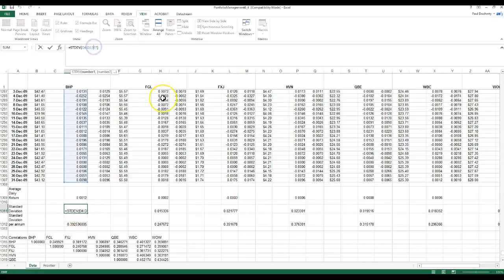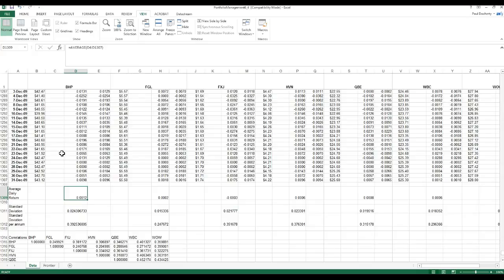Now, equally as we've shown before, I can also use my standard deviation formula to calculate my standard deviation of daily returns. Now, the next issue is if I wanted to annualize these values. What's important to note is that if we were to annualize returns, then we can multiply the average daily return by the number of days in each year.